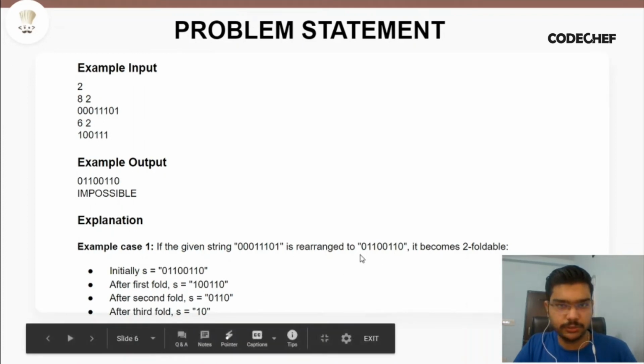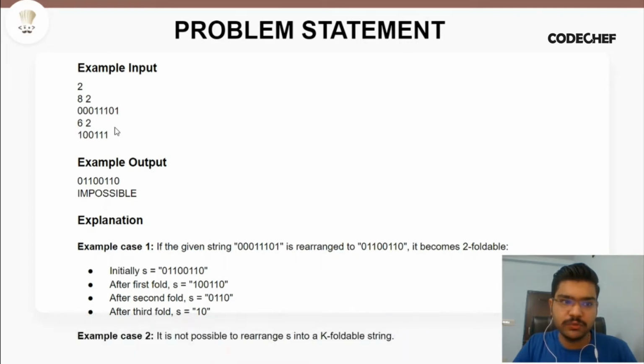we'll print this string. So in the second case, we are not able to find any string with those particular conditions fulfilled, so we'll print impossible. So this is the whole description of the problem statement with the example test cases and the constraints.